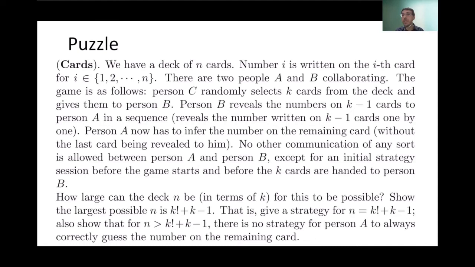So where is information in this puzzle? Person A has to figure out the Kth card. So some information has to be transmitted from person B to person A. Person B knows the identity of the remaining card. Person A does not. So somehow, this information has to be revealed, has to be transferred to person A. So there is a communication of information.